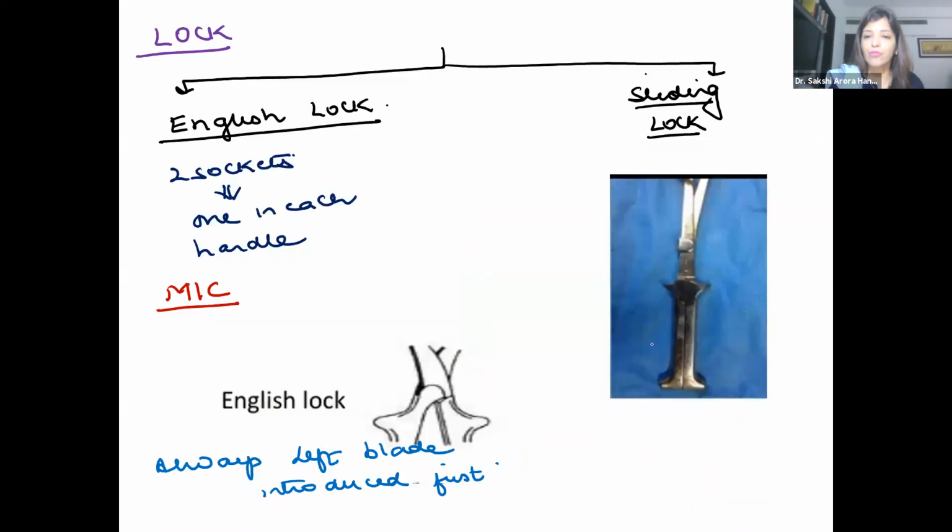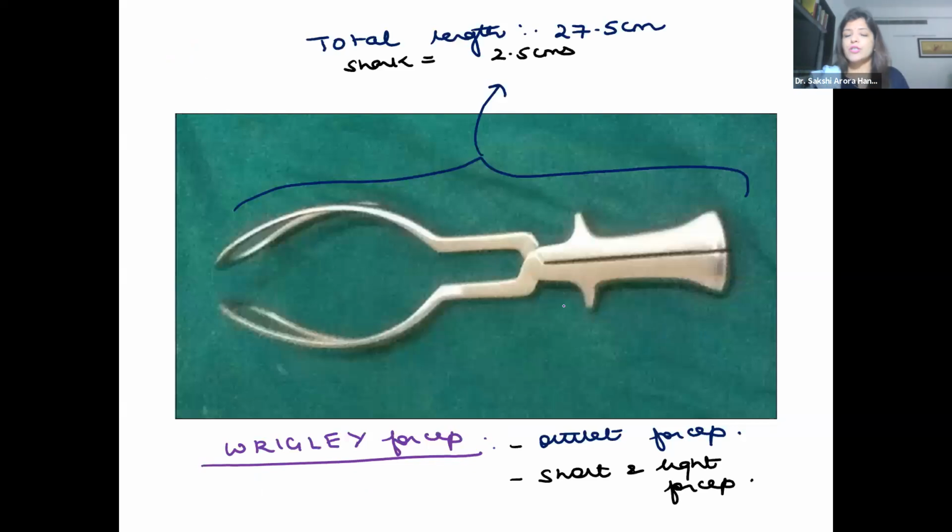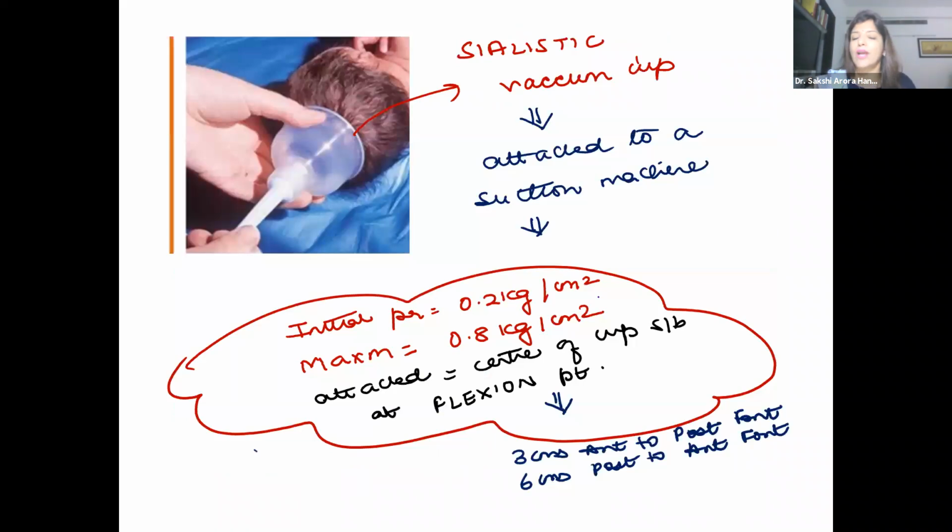Okay. The third forceps which they may show you. I have again shown you over here, this is a sliding lock, right? All the other forceps will have a lock like this, which is an English lock. The third forceps which they may show you is a very small forceps. The small forceps, if you get an image like this, is Wrigley's forceps. It's a very short forceps, and it is an outlet forceps. Right? So for image-based questions, these are the only three forceps which they can show you and ask you to identify, right?